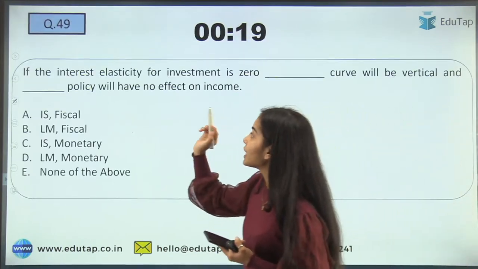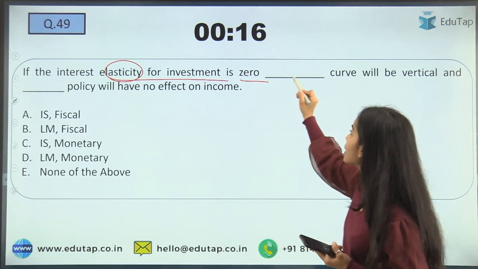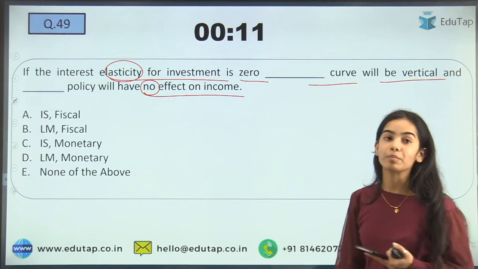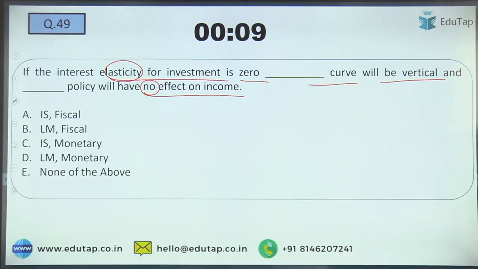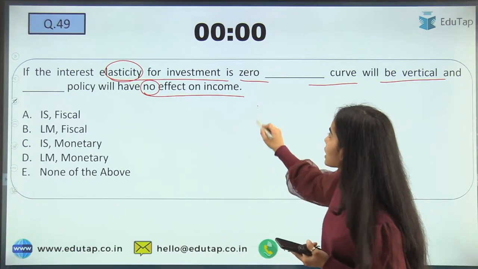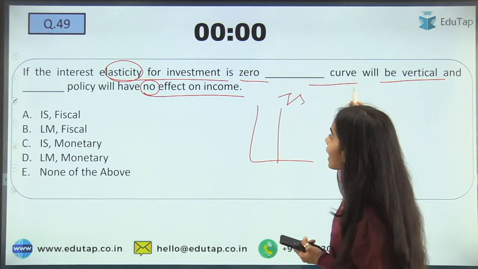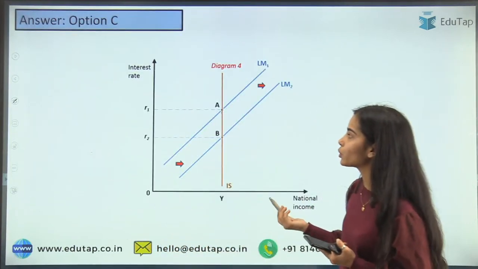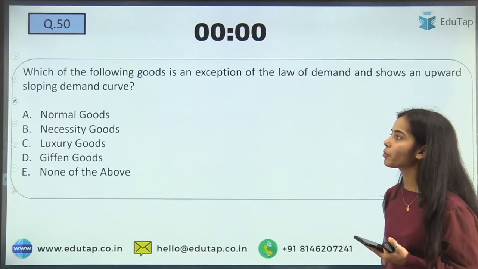Next question is, if the interest elasticity for investment is zero, dash curve will be vertical and dash policy will have no effect on income. So try to give the right answer of this one. Okay, so elasticity for investment is zero, that is the IS curve is vertical and monetary policy will have no effect. I have already told you this one, that the LM curve will shift but monetary policy will have no effect.